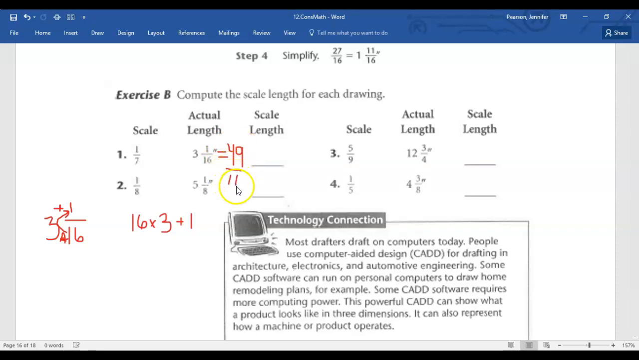So then I'm going to do the same process as I did on exercise A, problem 1. We're going to do 1/7 as our scale times 49/16 for our actual length. And then we're going to multiply our fractions straight across. 1 times 49 is still 49 in the numerator. 7 times 16 will be 112 for the denominator.